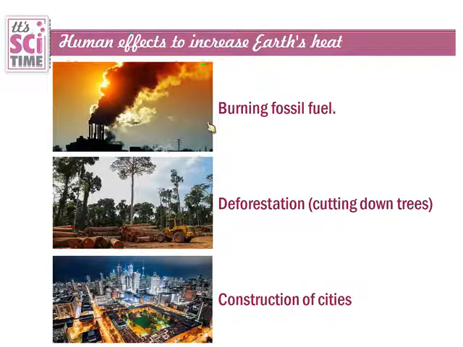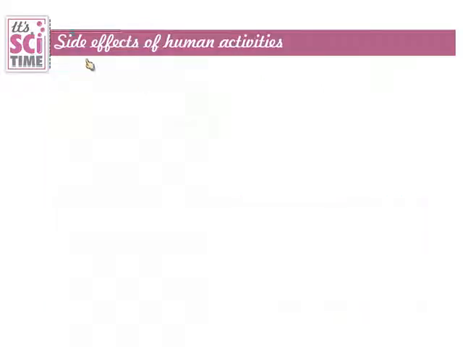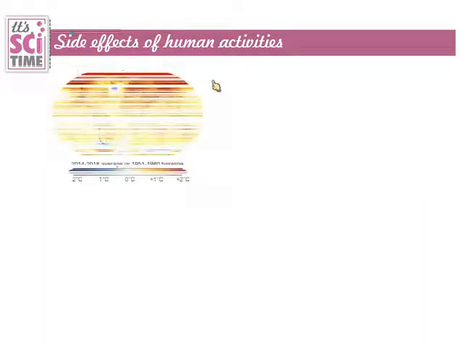Construction of cities. These are the three main human effects that increase the earth's heat: burning fossil fuels, deforestation, and construction of cities. And what are the bad effects that occur due to that? Let's see this one: side effects of human activities.